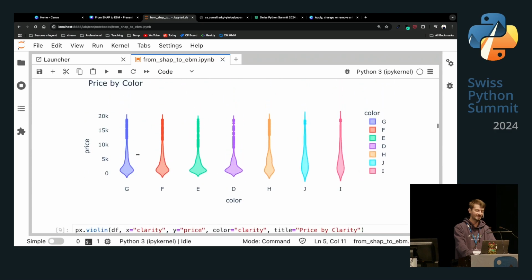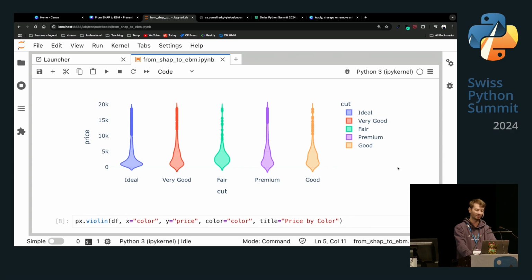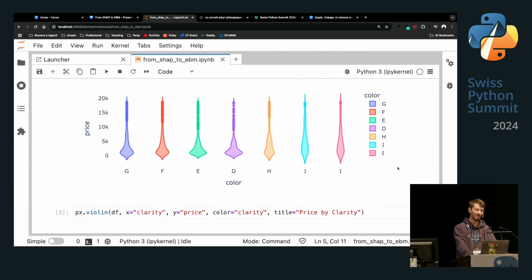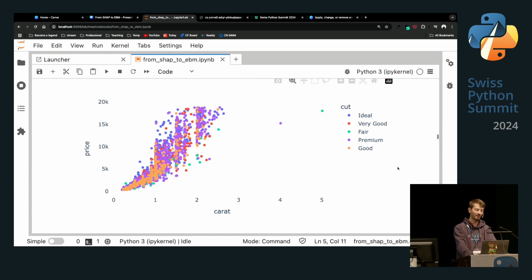Okay, we see that our categorical variables in some way change the distribution of the target. So we think about including all of them in our model. And we also see that there is some kind of interaction between the main real valued predictor, the weight of the stone, and the categorical variables like the cut.